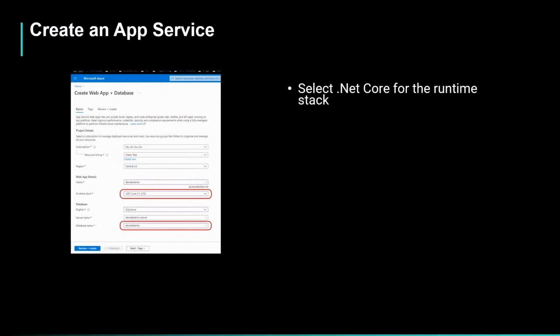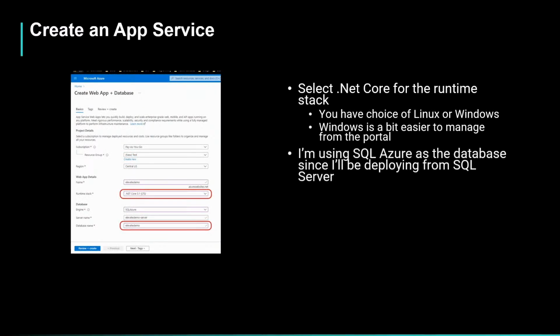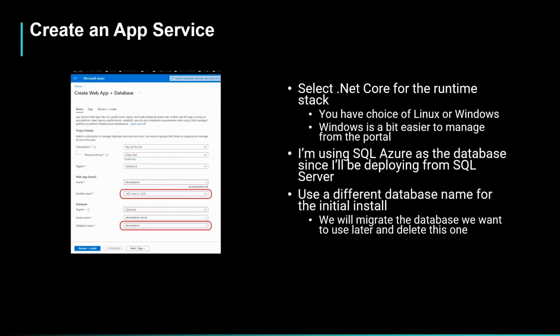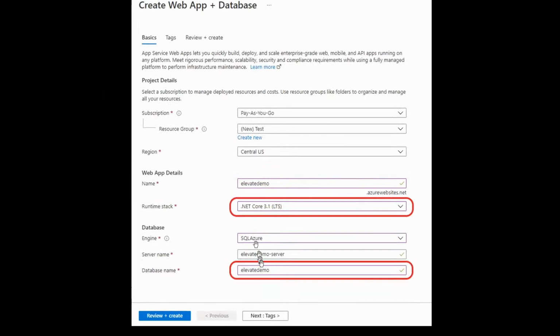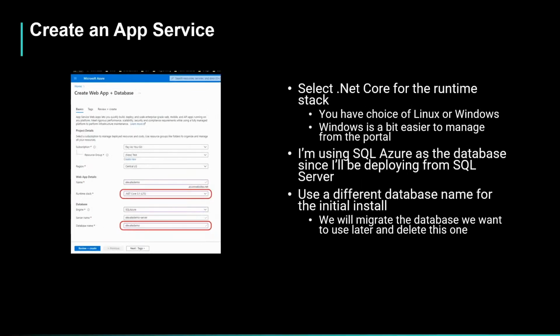And then I'm going to select .NET Core for the runtime stack. Now you have some options. You can either do Linux or Windows. I chose to do Windows just because, well, one of the things is when we go to create a path off the root for the web API, that's a lot easier to do in Windows through the web page here. With Linux, you actually have to do it manually on the server, and so I wanted to do it the simple way.